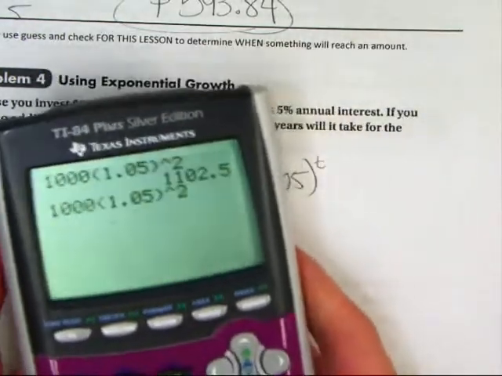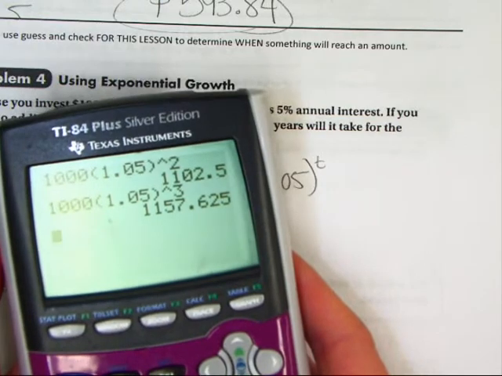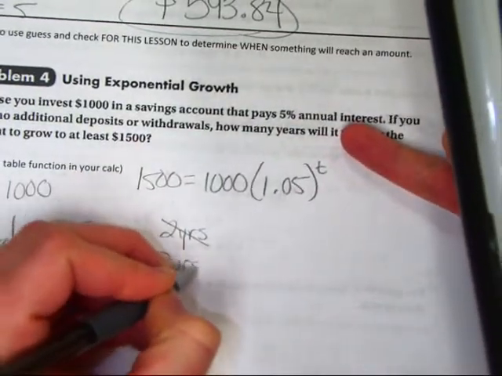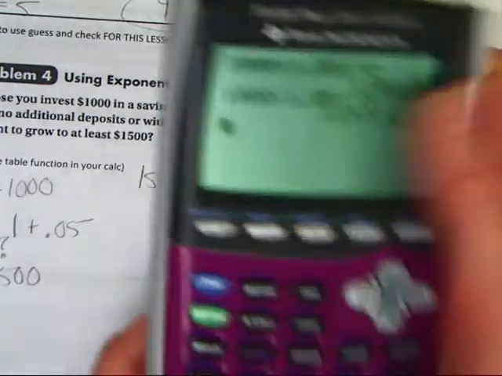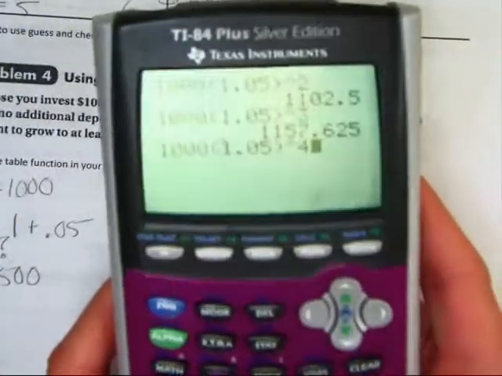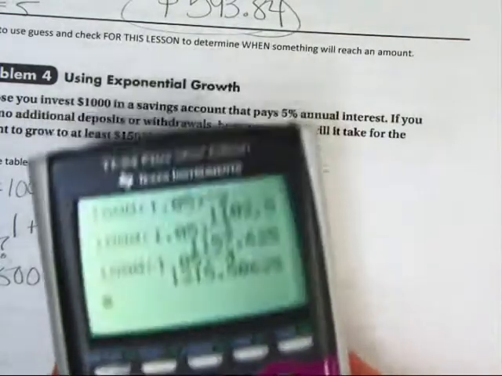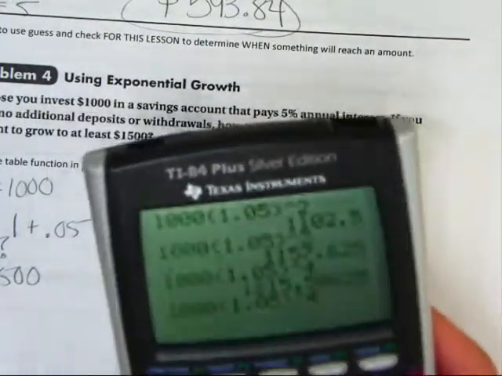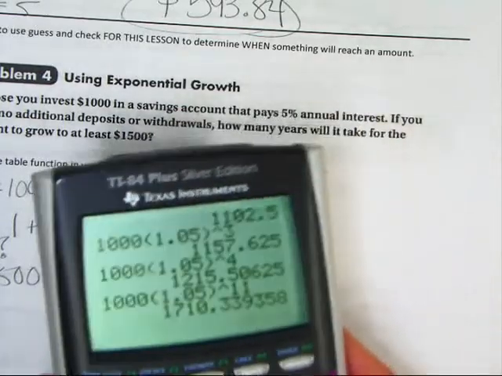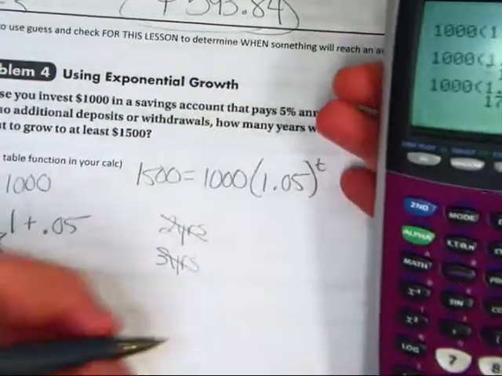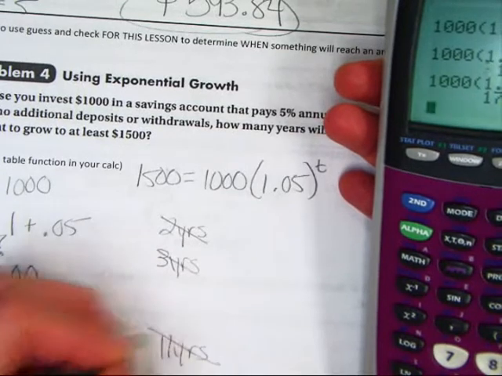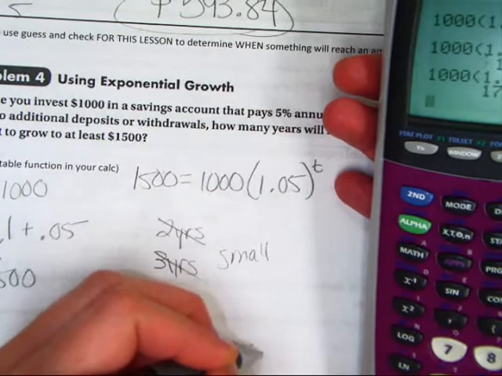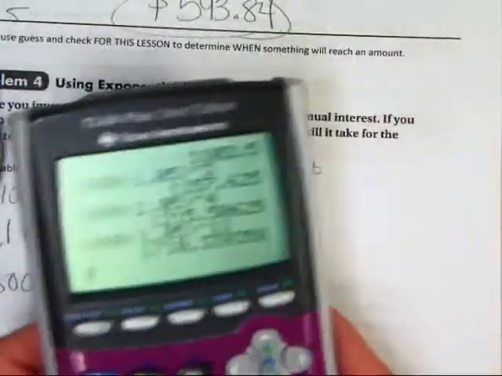Do the same thing, but I'm going to guess 3 years now. 3 years is growing, but it's not growing as fast as I need it to yet. Let's try 4 years. It's growing, but it's also not enough. I need that number to be 1,500. So why don't I go up, and why don't I guess like 11? Well, 11 is too much. So I'm going to write 11 down, but that's going to be too big. These ones are small. This one was too big. So let's guess 10.